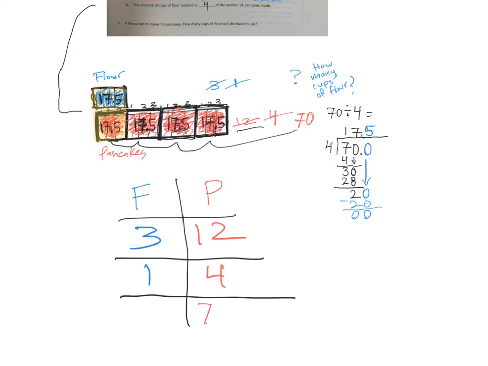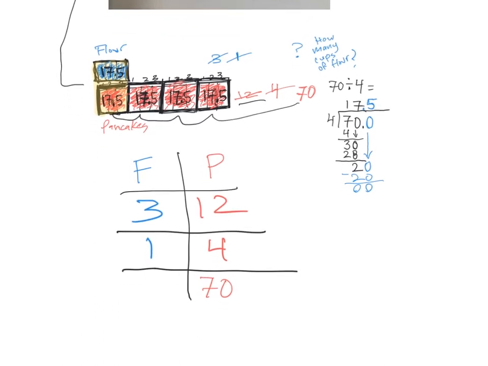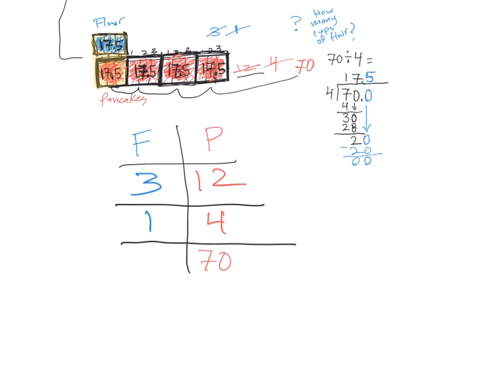Well, let's plug in 70 pancakes first. And now we need to figure out how many cups of flour we'll be using to get to 70 pancakes. You're going to quickly see that we're going to end up doing the same exact thing that we did over here. It's just we're not using these pictures. Instead, we're using a table. And so you can do these either way. There's no right or wrong way.